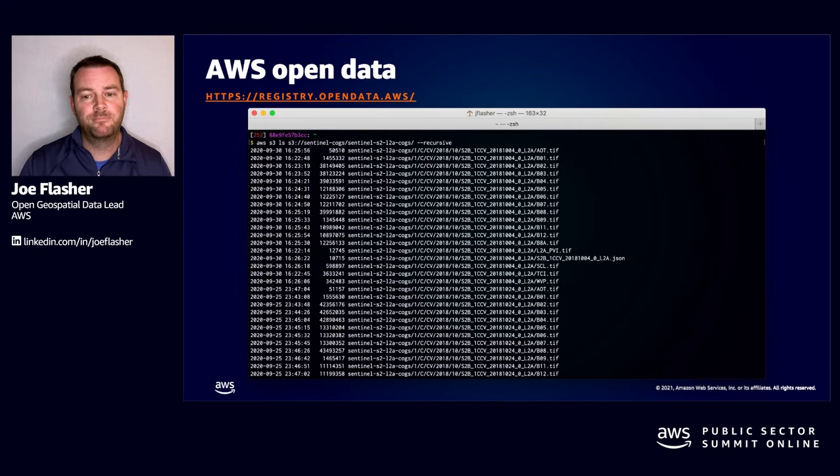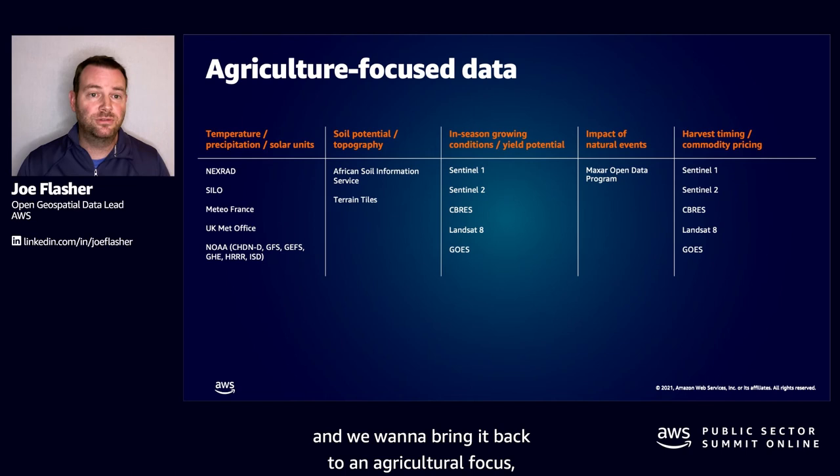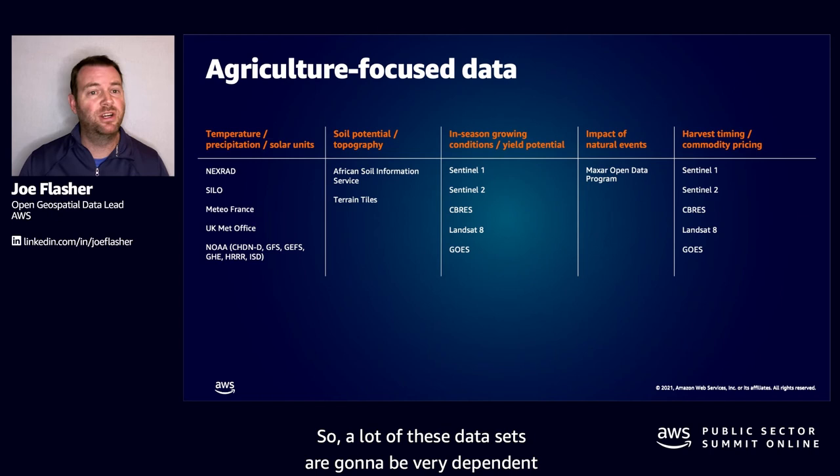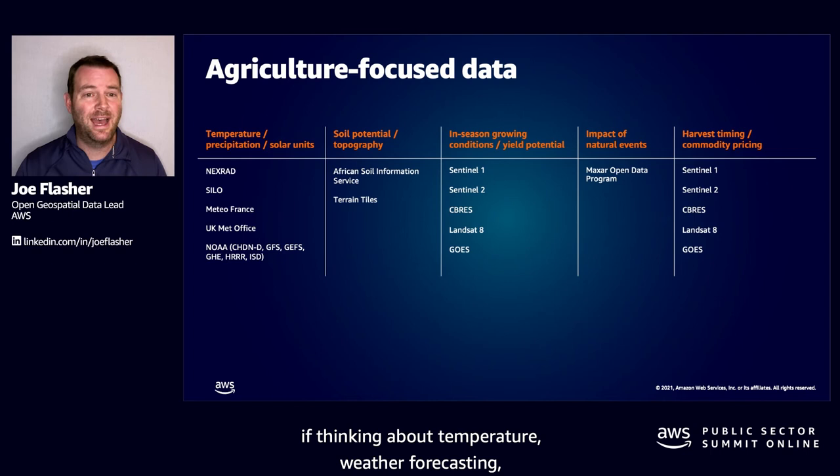So if we think about the Registry of Open Data and we want to bring it back to an agricultural focus, what are the different types of data sets that are in there that might be of use for you? Well, of course, there's a ton of different agricultural use cases. So a lot of these data sets are going to be very dependent on your use case. If we just think of some of them, though, if we're thinking about temperature, weather forecasting, solar units, those sorts of things, if that's of interest for you.